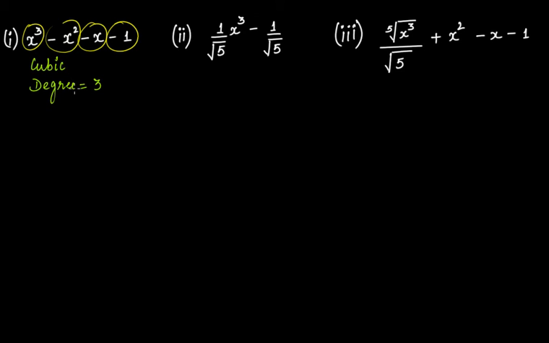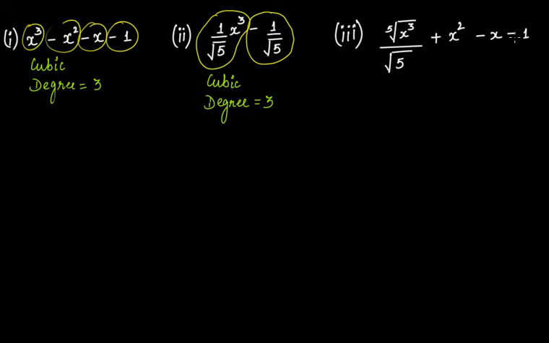It's a cubic polynomial. In this case, you have 1 by square root of 5 multiplied by x cubed minus 1 by square root of 5. Clearly it has 2 terms. The first term contains the variable x, and the power of x has the exponent 3, which makes it a cubic polynomial because its degree is 3.